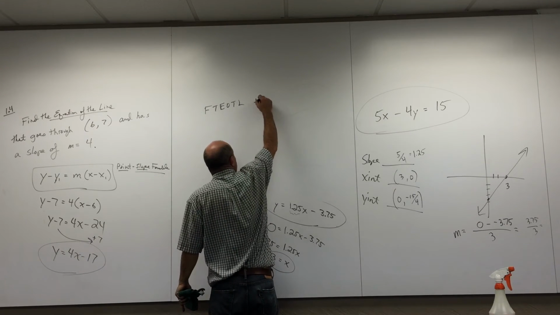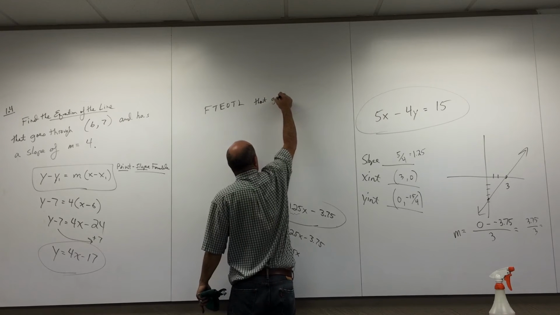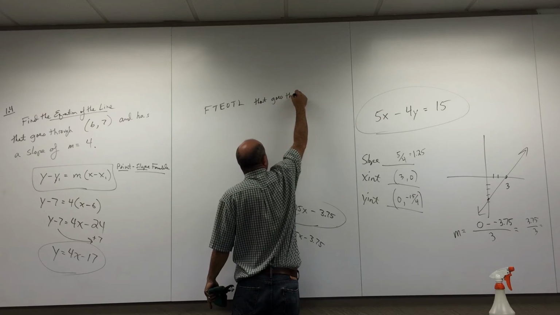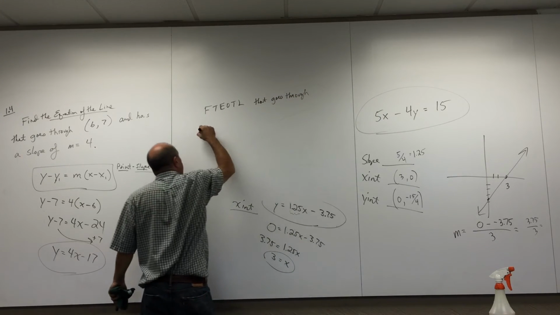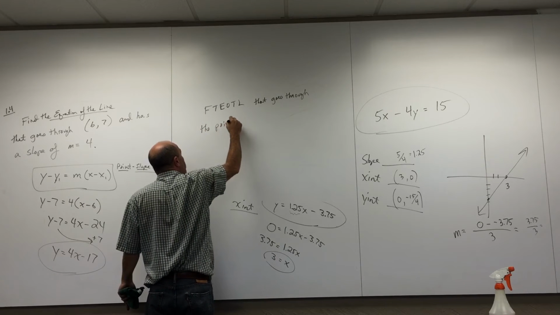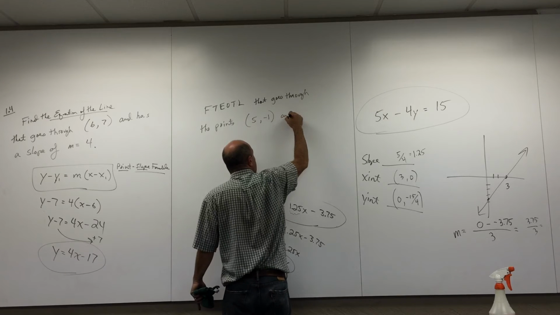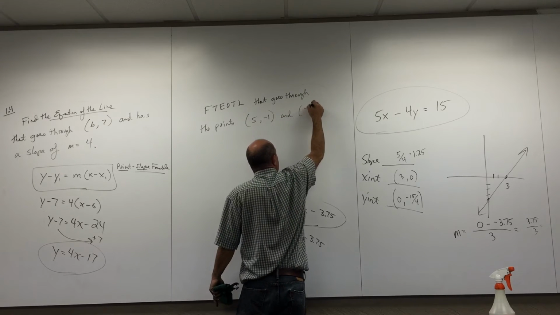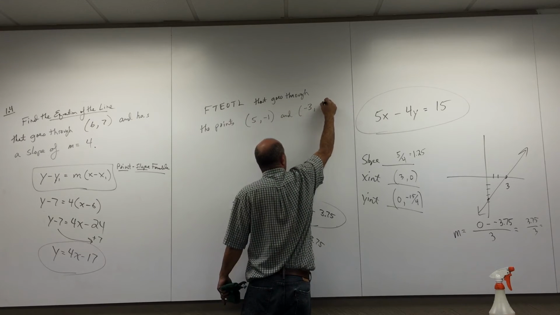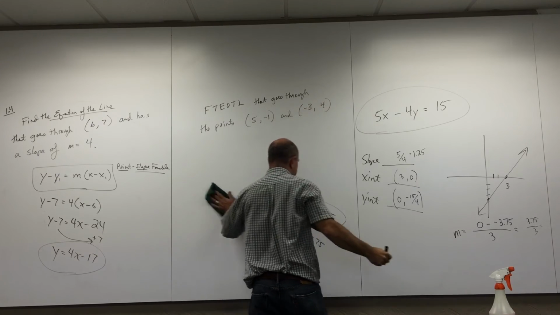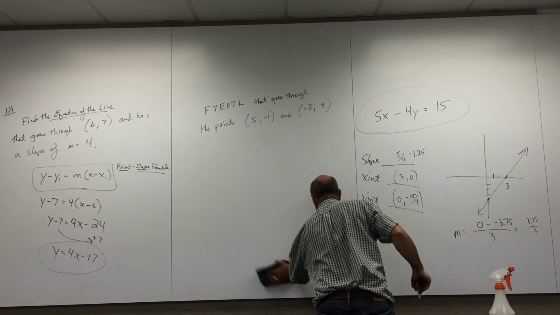This time I'm going to give you something a little different. It goes through the points (5, -1) and (-3, 4). That's pretty cool, you guys.